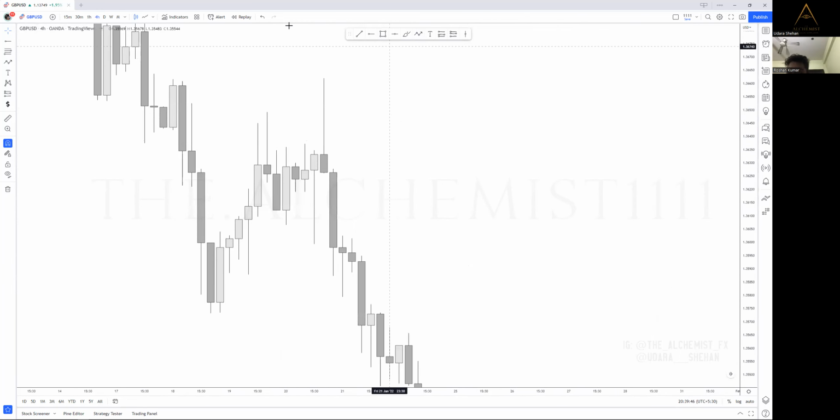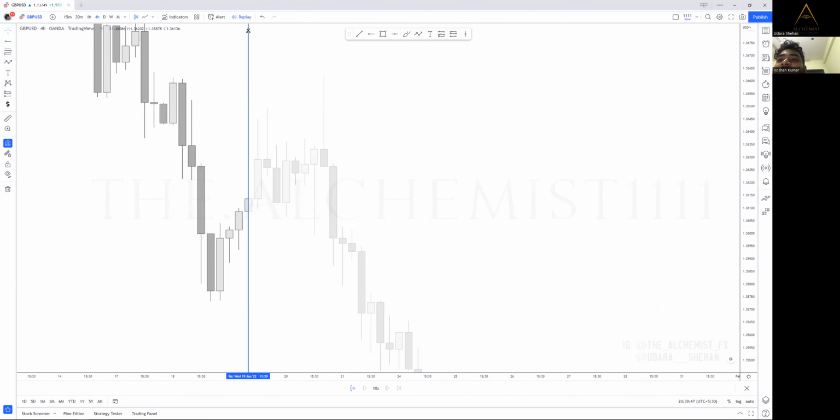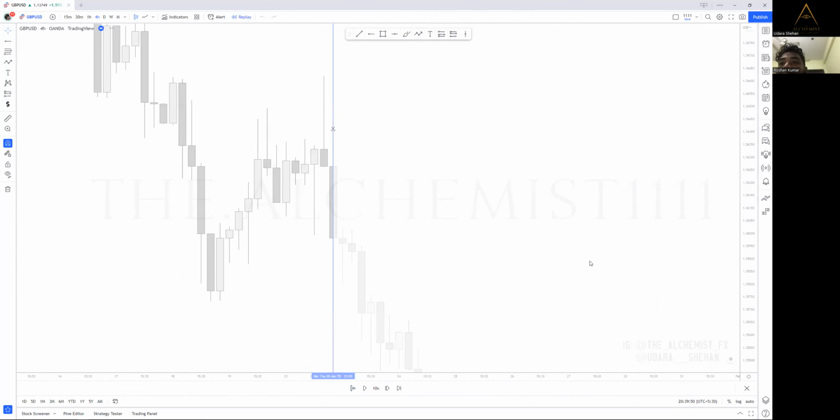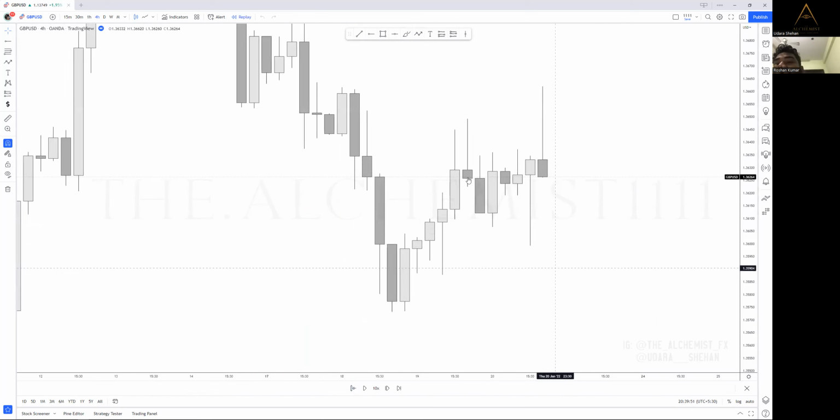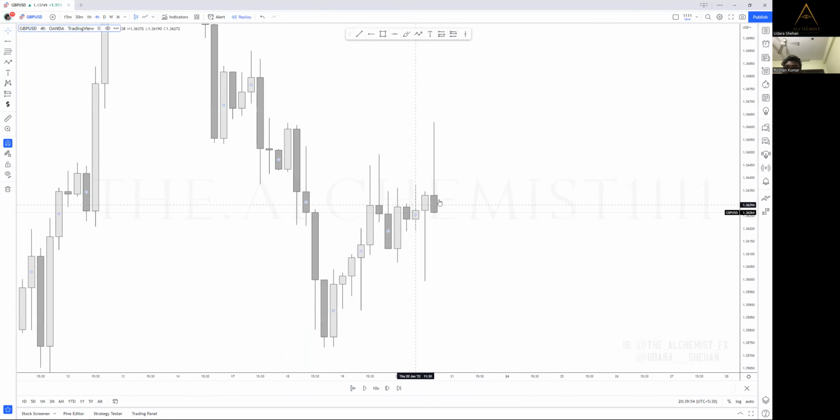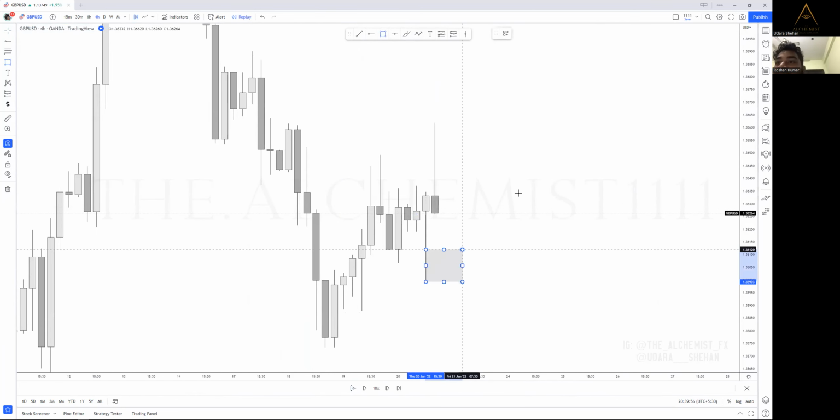So now I'll show you another example. Let me put the replay tool somewhere here. Now, if I ask someone, what is the order block in here? Not the whole thing. If you mark it out like that, that's wrong. The order block in here will be the opening price of the bullish candle, the body of the candle, or else the closing price of the previous one. So this right here is what we call the order block.